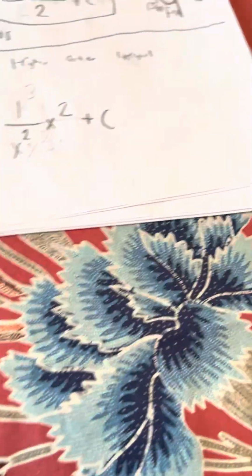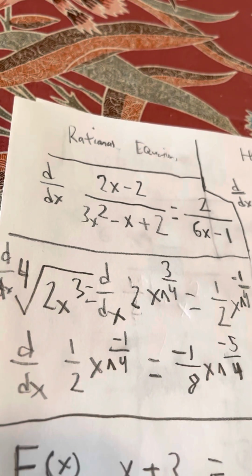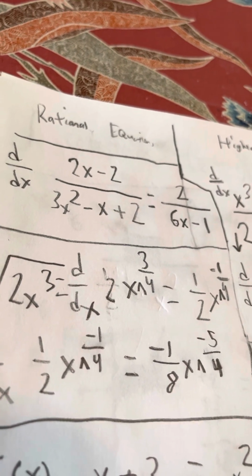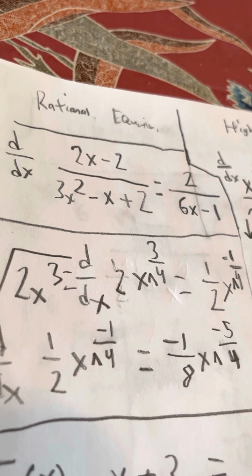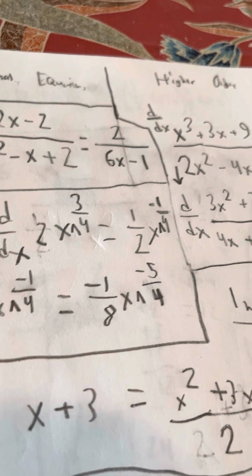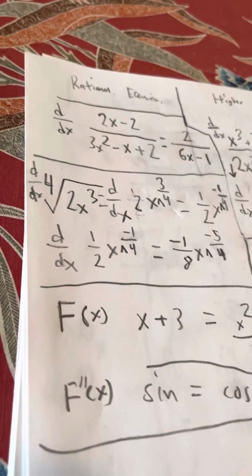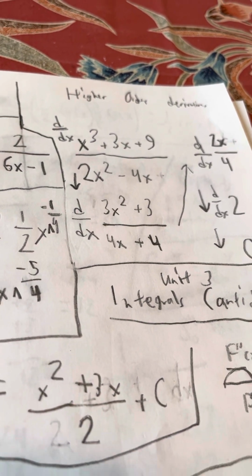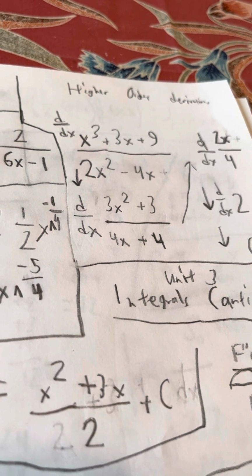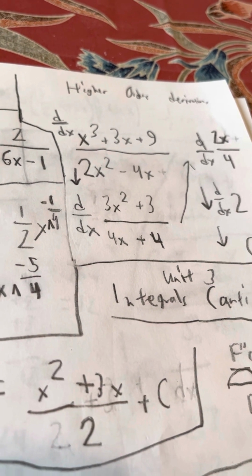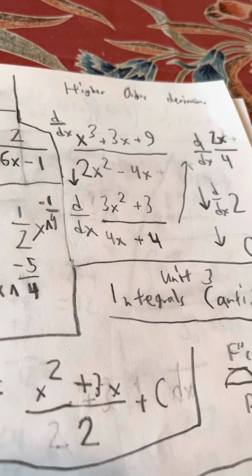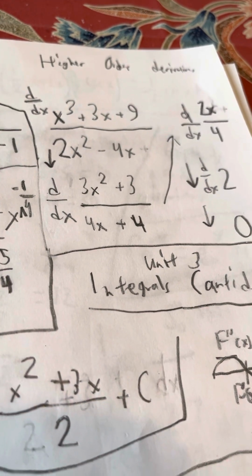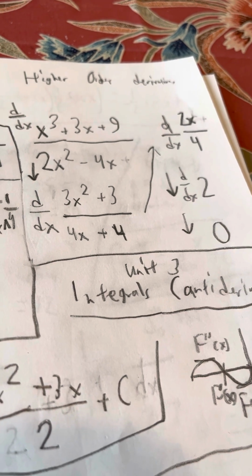Next page, rational equations. Basically, you're dividing the two polynomials. 2x minus 2 divided by 3x squared minus x plus 2. Higher order derivatives. d over dx of x cubed plus 3x plus 9 over 2x squared minus 4x. And the derivative of that is 3x squared plus 3, over 4x plus 4. The derivative of that is 2x over 4. The derivative of that is 2. And the derivative of that is 0.